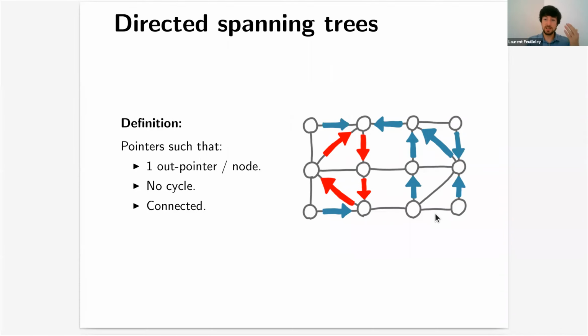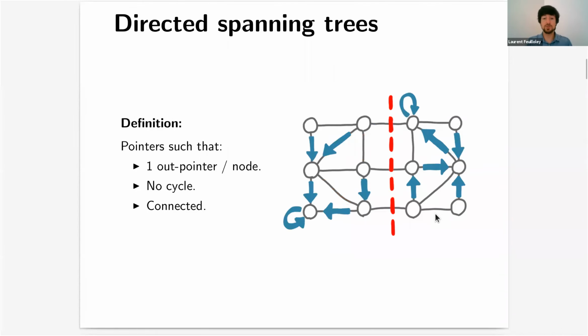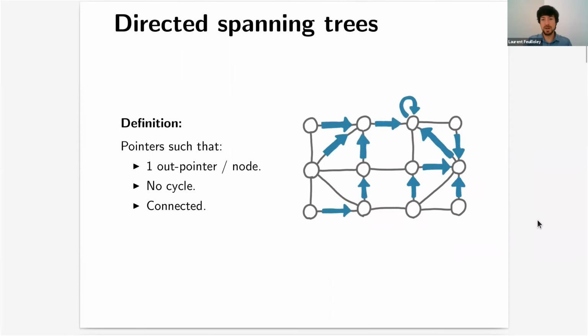And finally, it should be connected. So for example, this has no cycle, but still it's not a directed spanning tree because it's in two pieces. You see that there is no pointer between the nodes that are on the right and the nodes that are on the left. And this, again, is bad, so you should avoid that. So again, a good directed spanning tree is something like this, with one out pointer, no cycle, and connected.